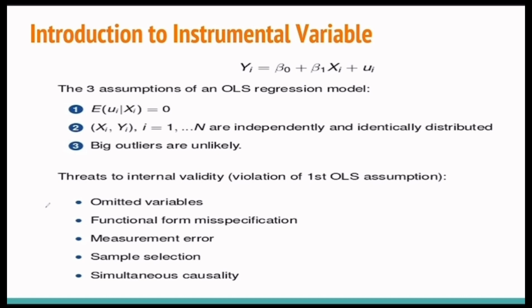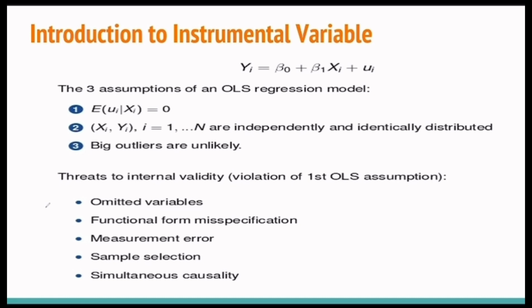Now, another one is when your functional form is misspecified. In statistical analysis, we start by specifying the functional form of a model. Of course, we need to be guided by statistical theory to be able to specify the correct functional form. So what about measurement error, sample selection, and simultaneous causality? Okay, I think I'm going to dwell more on simultaneous causality.